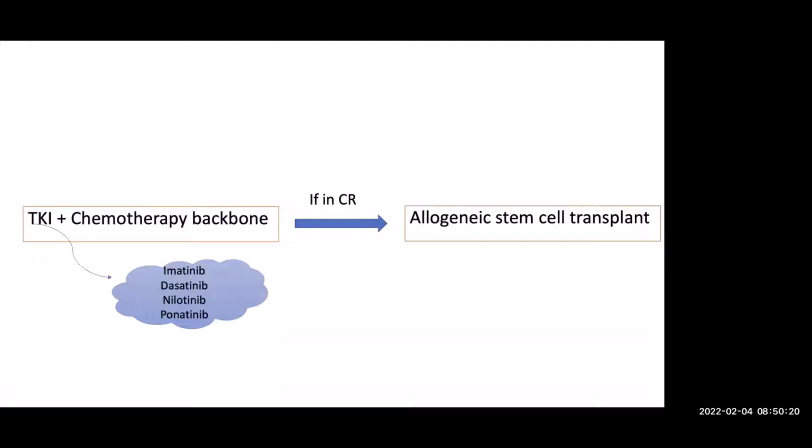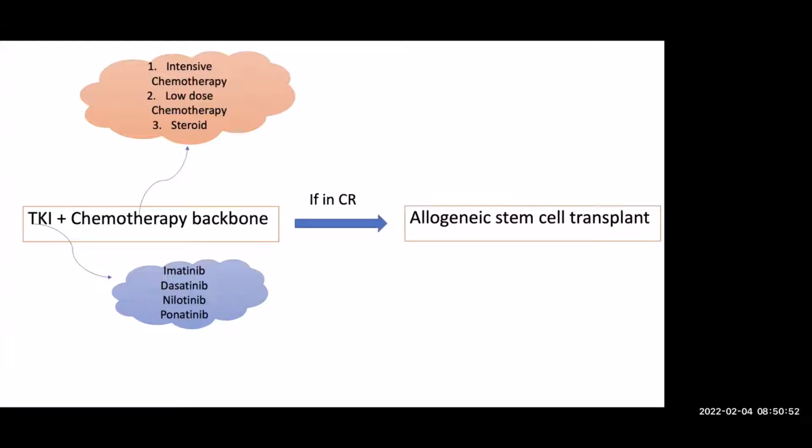So TKI plus chemotherapy backbone, which is the backbone of treatment, that is the induction and the consolidation, and then if the patient is in CR, they should undergo transplant. The TKI which we can use is imatinib, dasatinib, nilotinib, and ponatinib. All can be used concurrent with the chemotherapy, and CNS therapy also should be given in addition to the TKI and the chemotherapy.